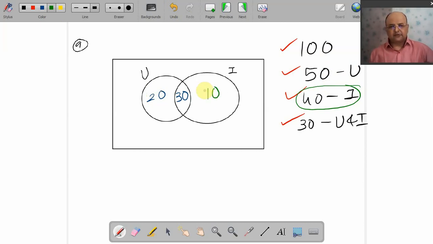How many total students are there? 30, 20, 50 plus 10, 60. How many total students are in hostel? 100. So how many students you are left with? Only 40. So 40 is the number of students who like neither upma nor idli.